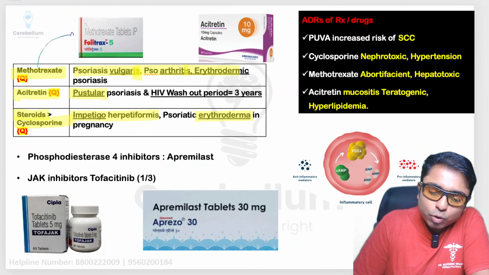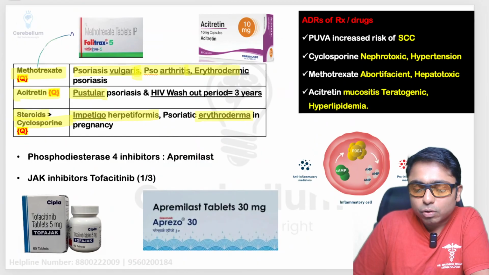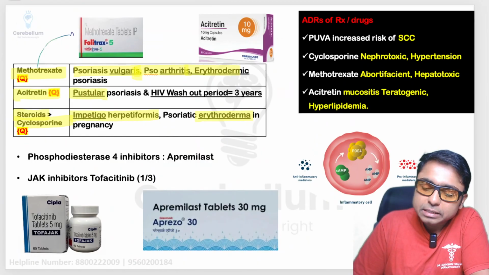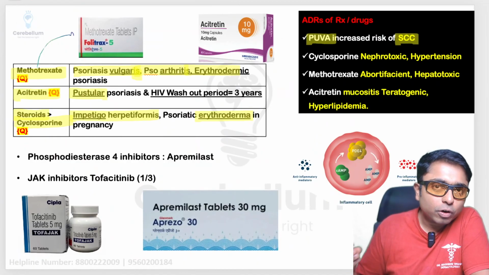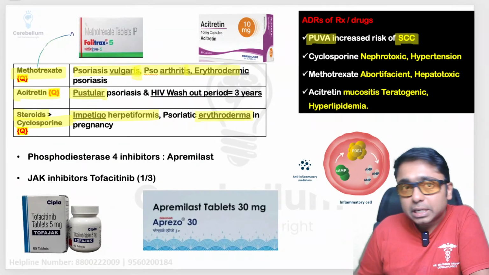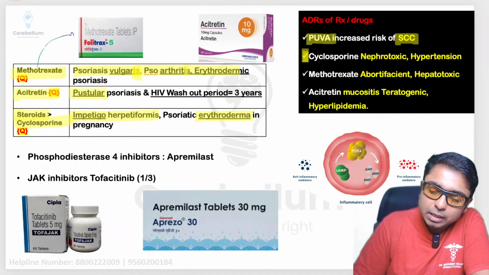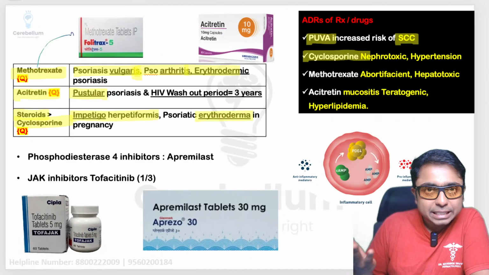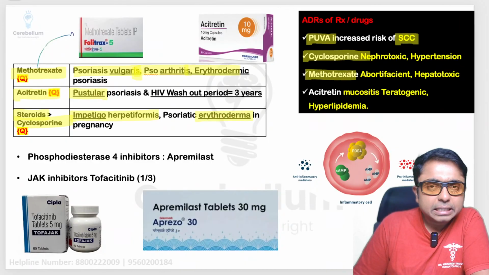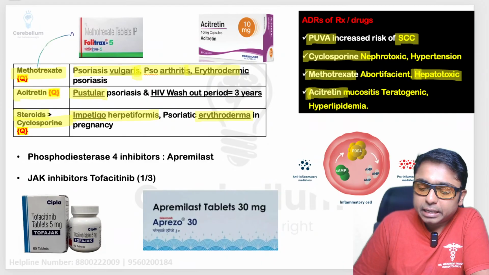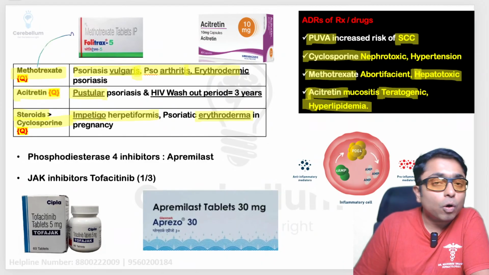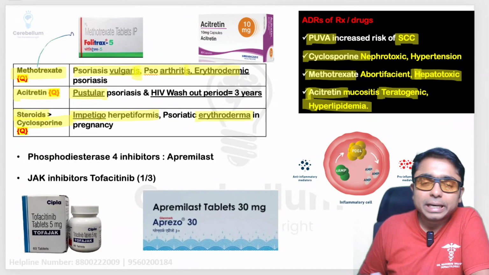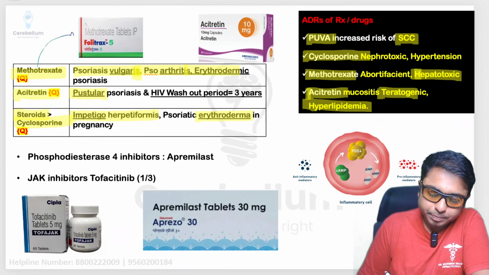And remember some of the adverse effects of the treatment modalities used in psoriasis. PUVA therapy has an increased chance of squamous cell carcinoma of the skin. Cyclosporine can be nephrotoxic and can also increase the blood pressure. Methotrexate is teratogenic and also hepatotoxic. Acitretin is teratogenic and, just like isotretinoin, can also derange the lipid profile.